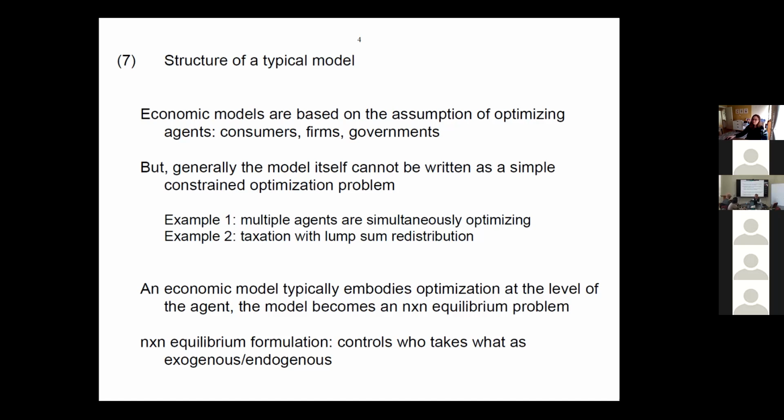So the kind of models we're going to work on typically embody optimization at the level of the agent. So each industry is optimizing, each household is optimizing, maybe governments are optimizing over taxes, tariffs, and so forth. We end up with a system of equations, or rather weak inequalities that we'll see, where the optimization is embodied at each level of those agents and equations.